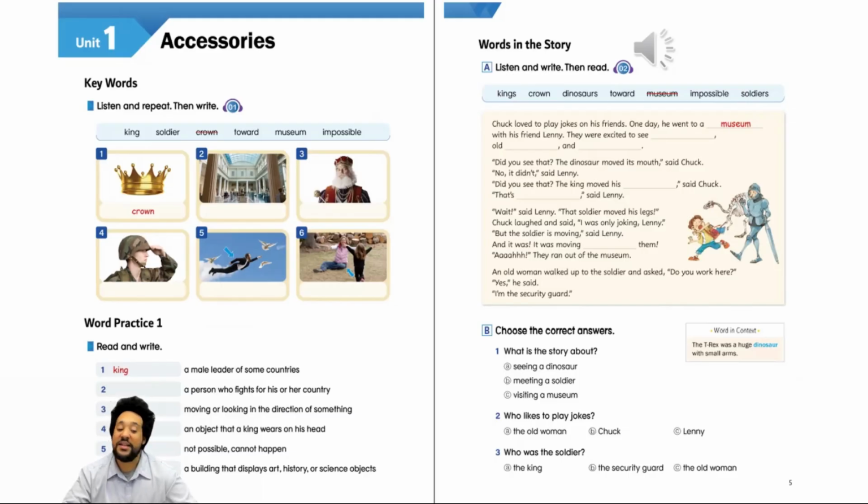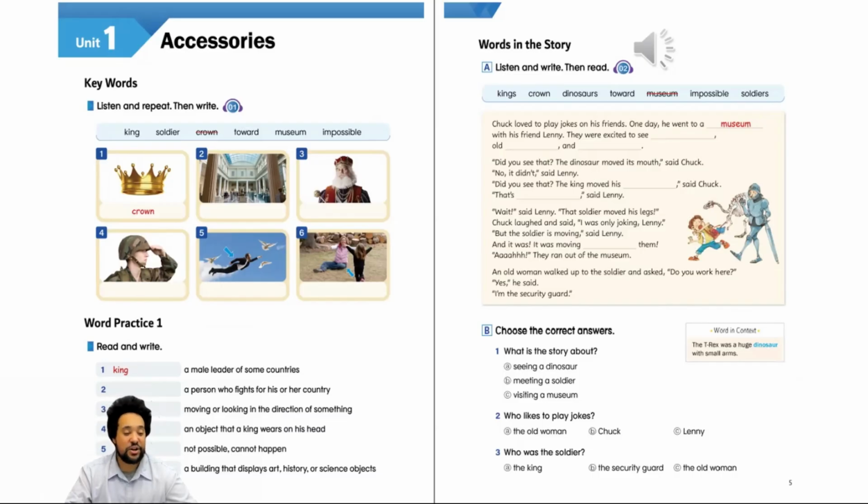Number 1, the definition is a male leader of some countries. So take a look at the pictures. Can you find a picture that would represent a male leader? So we need to look for a male, a man. And which of the pictures of the keywords looks like somebody who is a leader? That's right, it's picture 3. And what did we write for the word for picture 3? Very good, we wrote the word king. So for the answer for number 1, we would have written king, but it has been done for us.